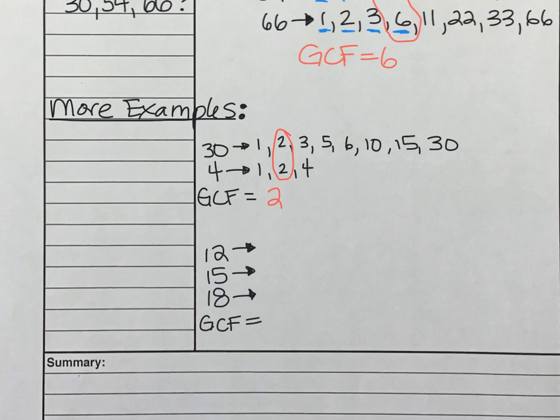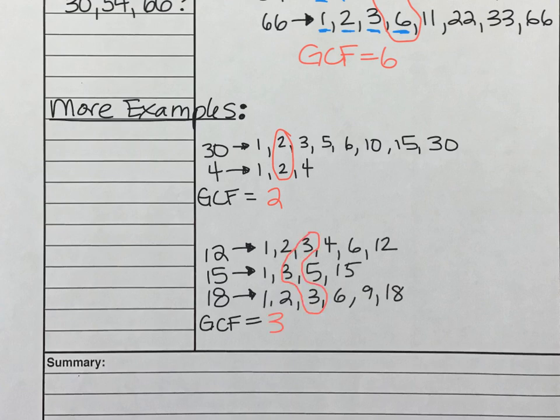Here are the factors for the numbers 30 and 4. The greatest number that is common to both 30 and 4 is 2. Now try the next question. The greatest common factor for 12, 15, and 18 is 3.